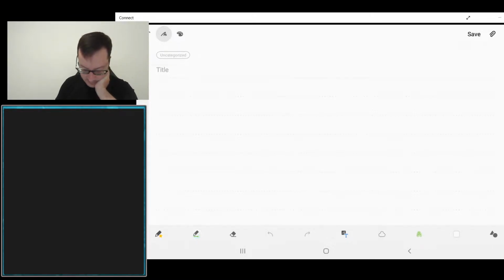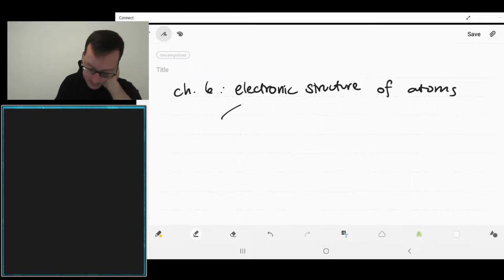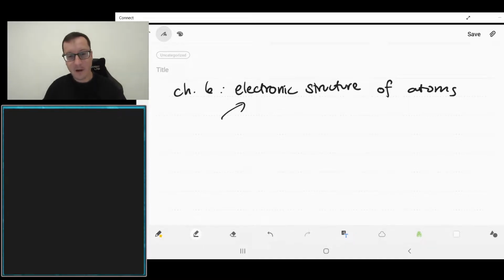We're going to start chapter 6 today, which is about electronic structure of atoms. What that means, by the way, is that this is not on your second exam, so if you want to focus your energy on thermochemistry and come watch these next week, you are welcome to do that. So just keep that in mind. Your exam on Monday is just chapters 4 and 5, so not this one.